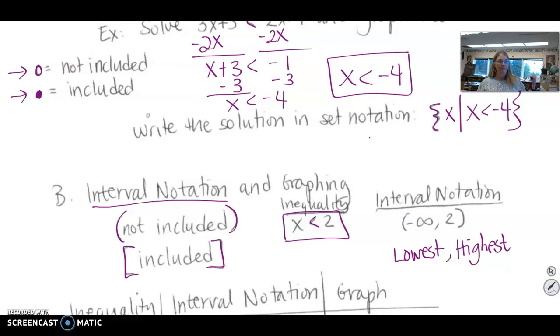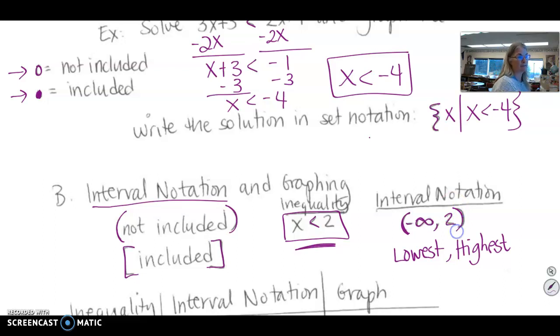Negative infinity, you can never get to negative infinity, so it really can't be included. So anytime you're dealing with infinity, you're going to have a round parenthesis around that side. And then you put a comma, and the highest x can be, since x is less than 2, it can be up to 2, but not including 2.